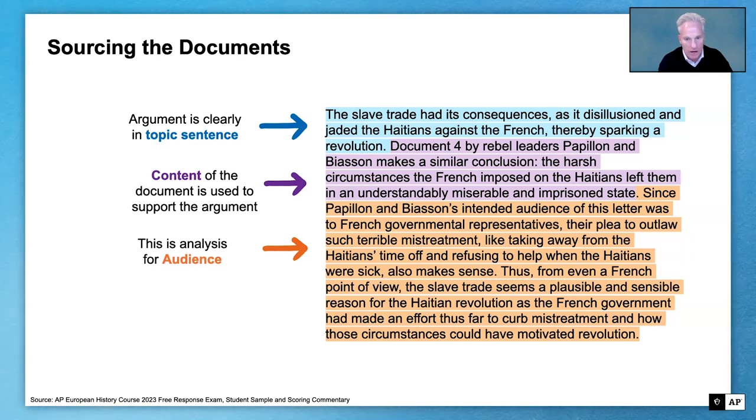Why is this relevant? "Thus, from even a French point of view, the slave trade seems a plausible and sensible reason for the Haitian Revolution, as the French government had made an effort thus far to curb mistreatment and how those circumstances could have motivated revolution." That's really thoughtful. The student has done a really nice job there of giving us this audience and the why. That's a really clean sample, really nicely done. And you're welcome to pause the video and kind of read through it and think through it yourself as well.